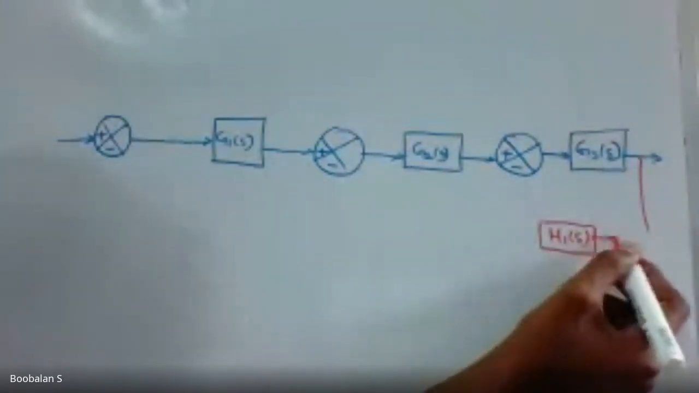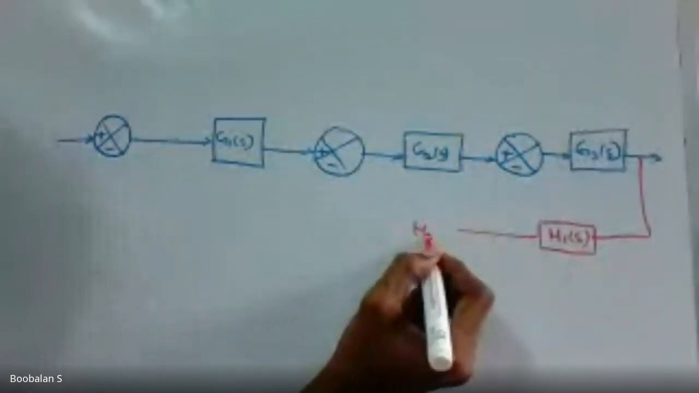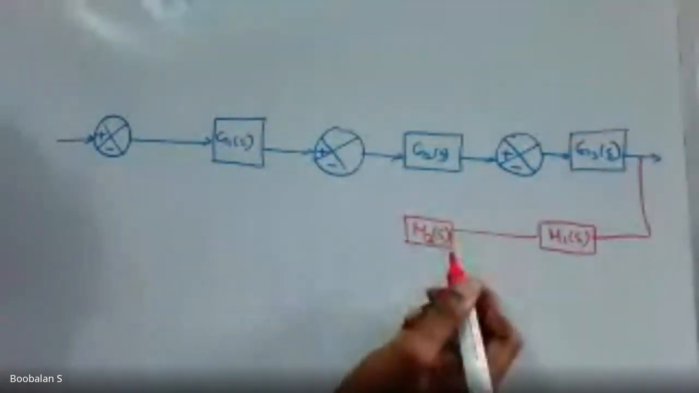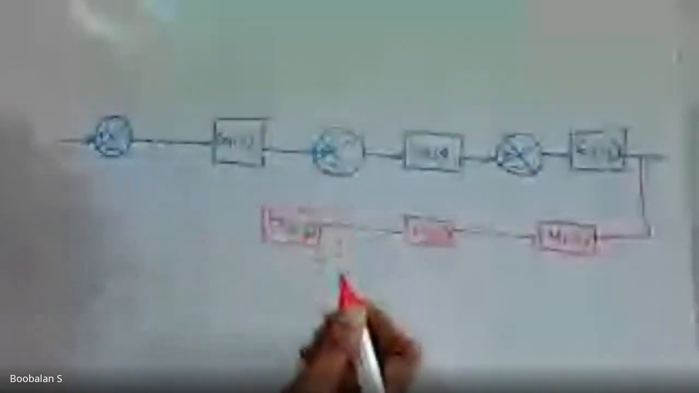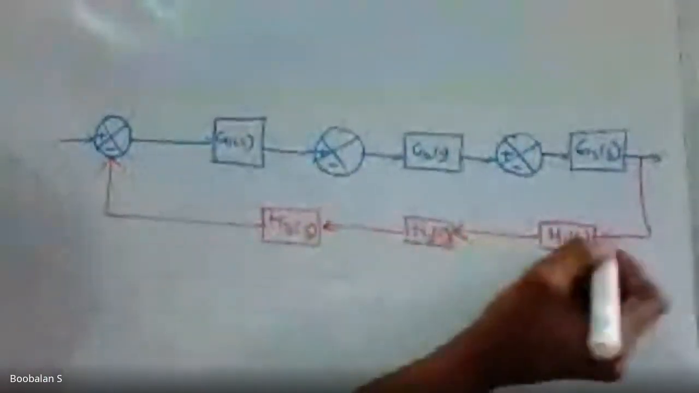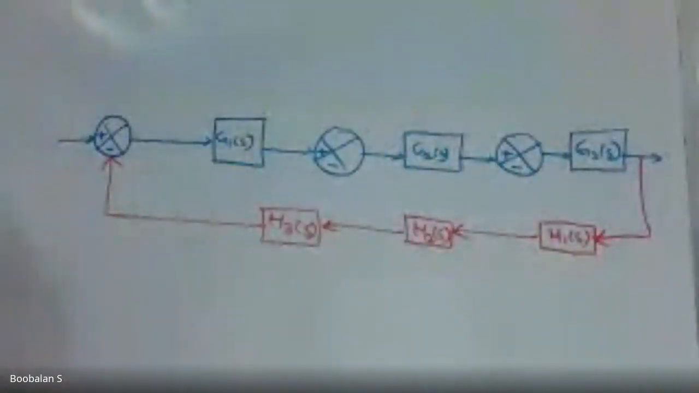H1 of this, H2 of this, and then H3 of this. H1, H2, H3, H3 of this, right? Now it will be very easy, right? So if it's so, it will be very easy to solve, right?